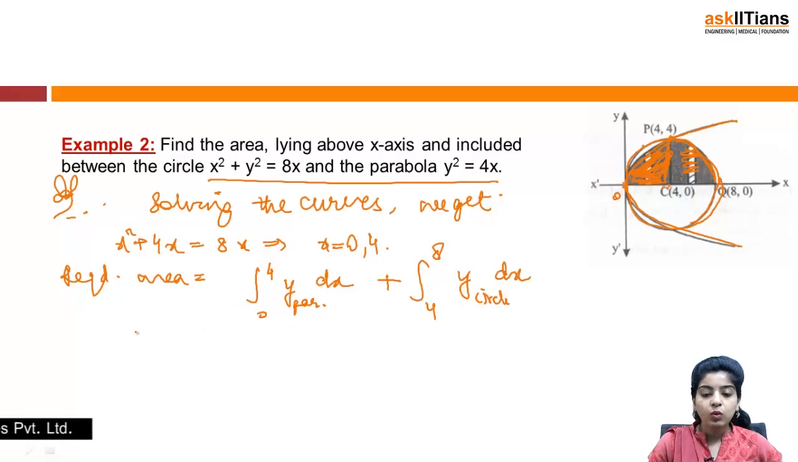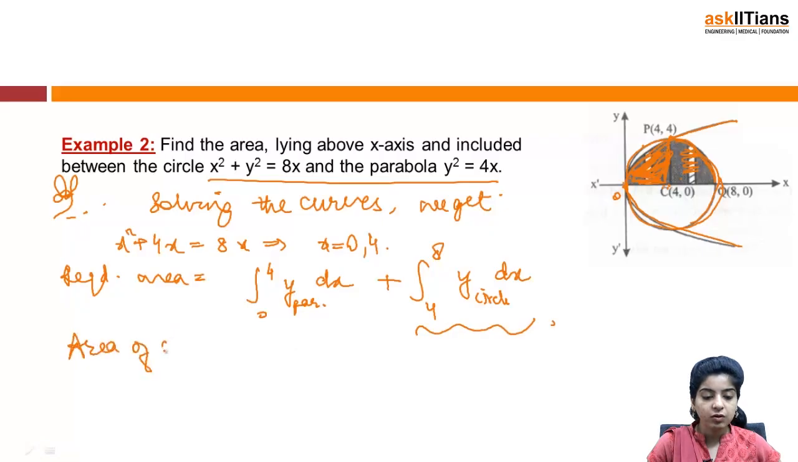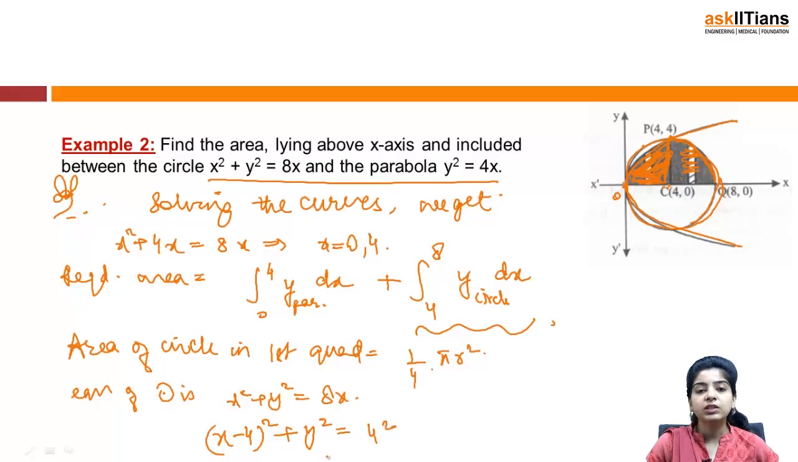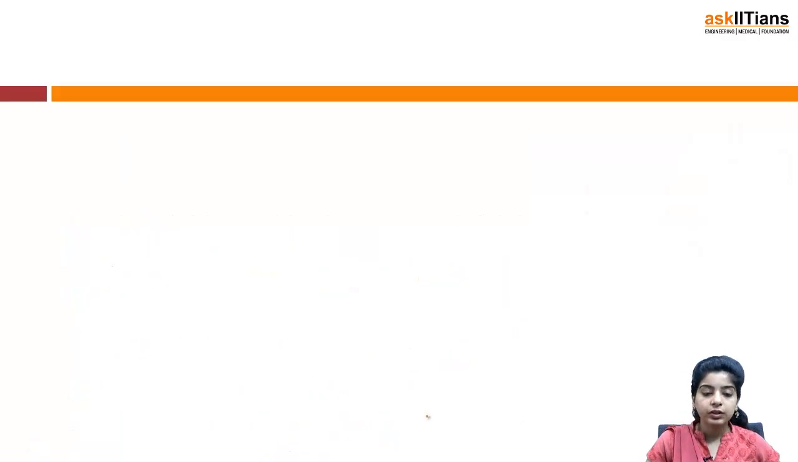So, now as far as this is concerned, let us just find out, this is simple, area of circle in first quadrant is 1 by 4 pi r square, and the equation of circle is x square plus y square equal to 8x. So I can just rewrite it in the form x minus 4 square plus y square would be equal to 4 square. I've just added 4 square on both the sides. You can just open it up and check the equation. Right, you have understood the equation of circle.